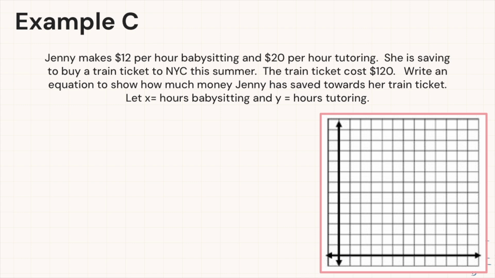The train ticket costs $120. Write an equation to show how much money Jenny has saved towards her train ticket. All right, so we're going to write an equation, and we're going to graph it, because it doesn't say to graph it, but we've got a sweet graph there, and we're not going to let it go to waste, so we're going to make sure that we use that.